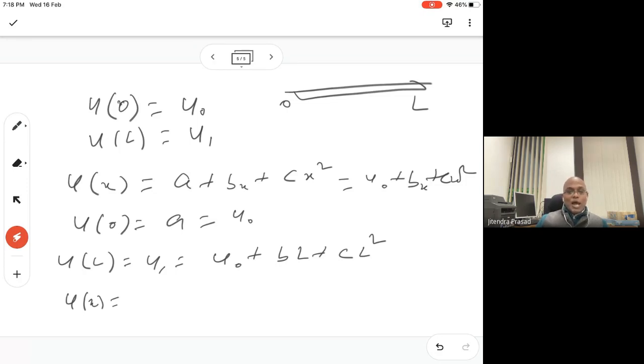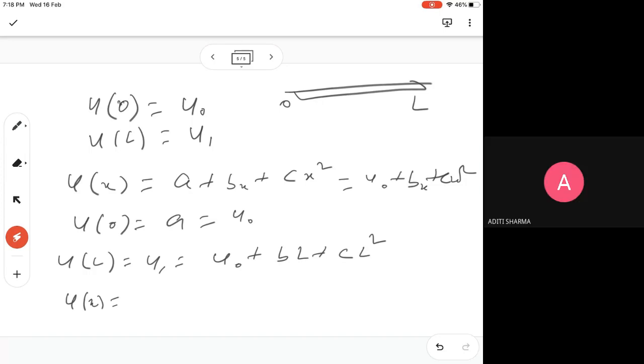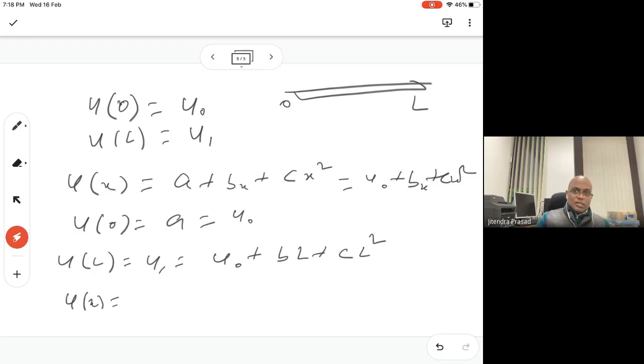This is how you write the weak formulation. There itself you write it. Any other question, guys?